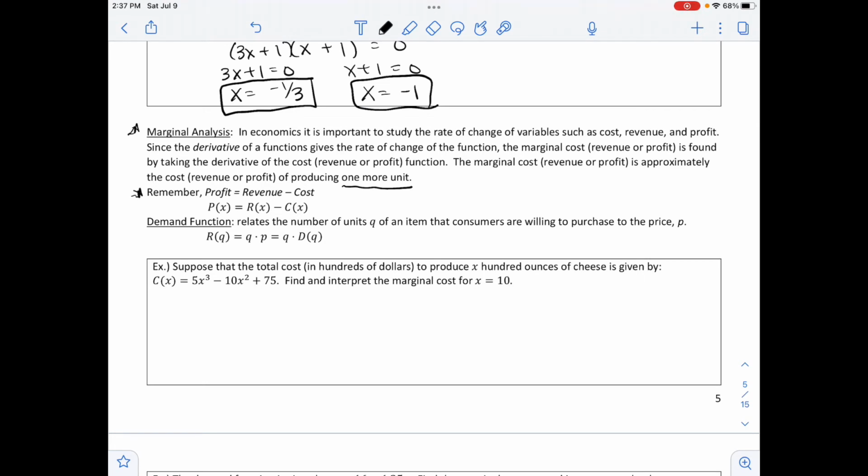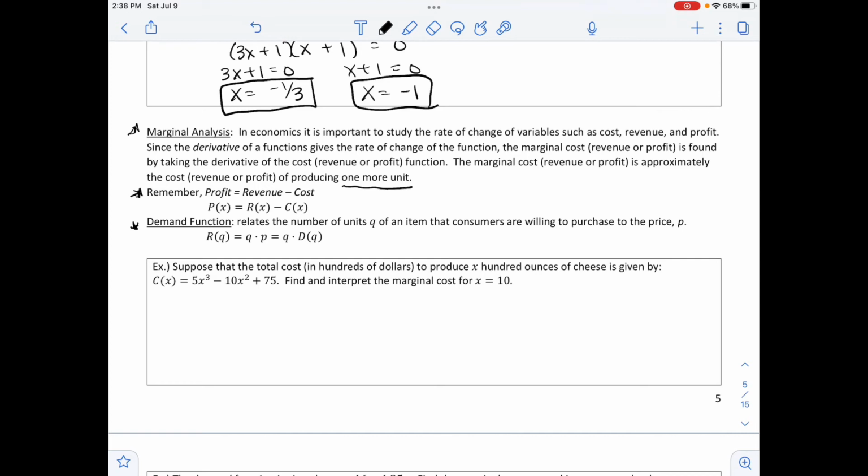And again, this is marginal cost, marginal revenue, or marginal profit. Also, remember that profit is equal to revenue minus cost, and that the demand function relates the number of units of an item that consumers are willing to purchase at a price P. And so we can say revenue equals that quantity times the price, or Q times the price, which we can also say is our demand function.